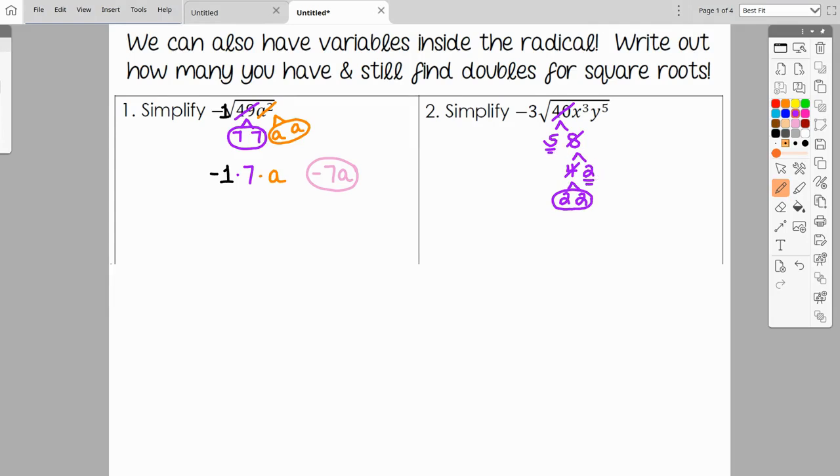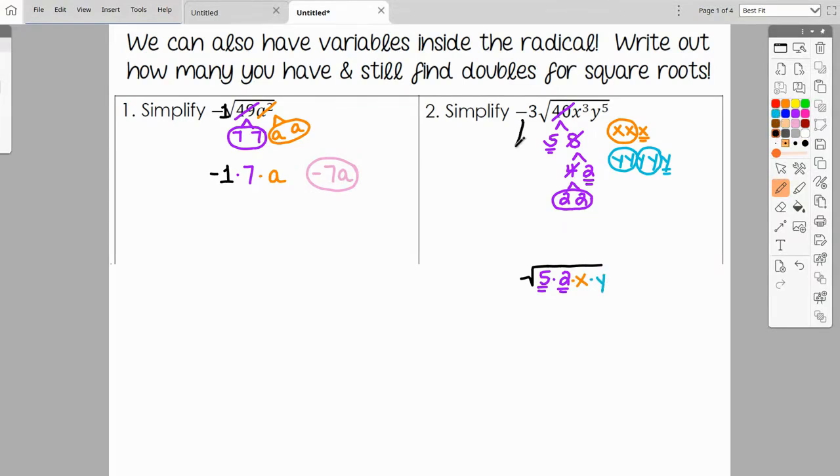For the x's, I have 3 of them, so I'm going to write out 3 x's here. Notice that I can pair up one pair of x's and then leave one inside. Then I'll also have 5 y's here, so I'll write out all 5. And then I'll pair up the ones I can. Looks like I can have 2 pairs with 1 y left inside. So when I draw my square root, anything underlined, I'm going to multiply to put inside. 5, that will be multiplied by 2. That will also be multiplied by 1 x left over, and then times 1 y left over.